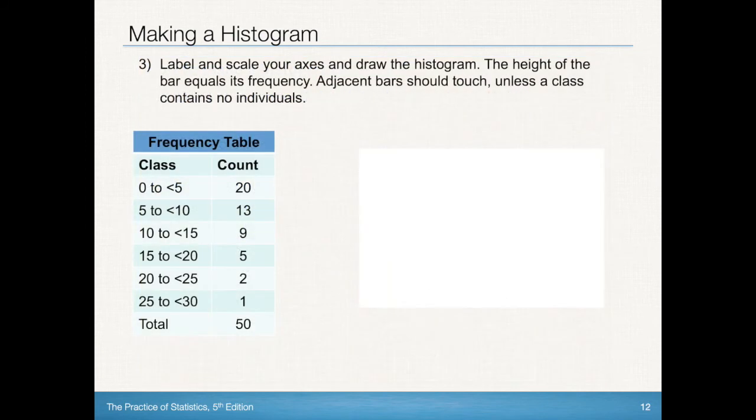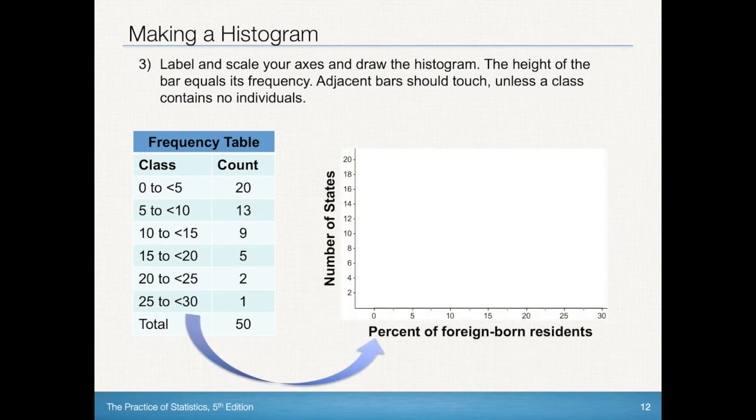From here now, we can begin to actually build the histogram. So the first thing you do, as we say, is label the axes appropriately. And in this case, because we're dealing with count and not relative frequency, the vertical axis is the number of states. The horizontal axis is the percent of foreign-born residents. Notice that we count up 0 to 5 to 10 to 15 to 20 and 25.